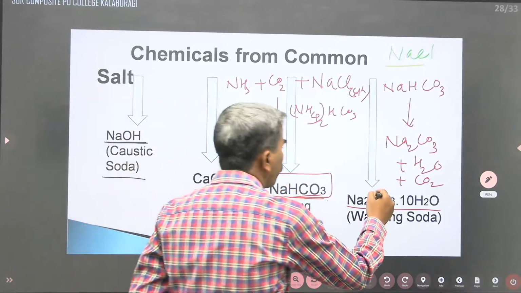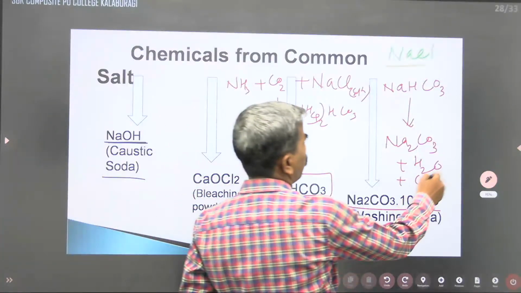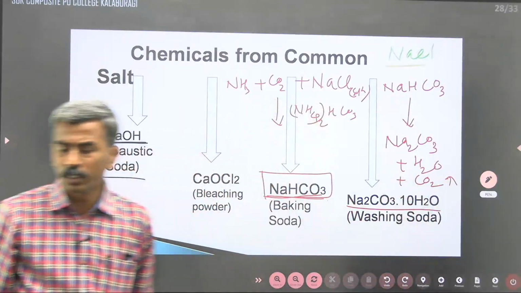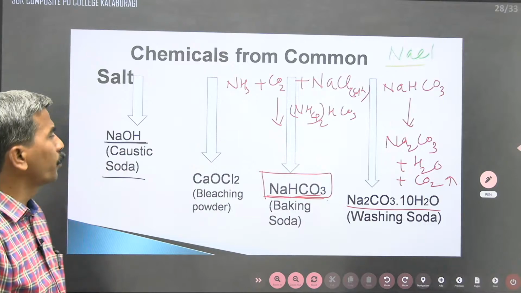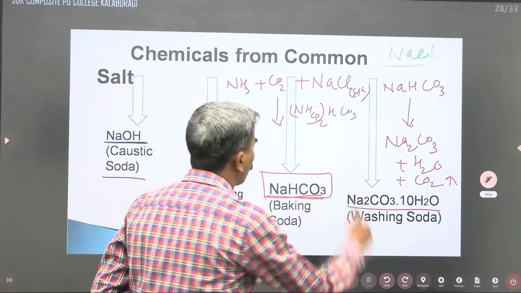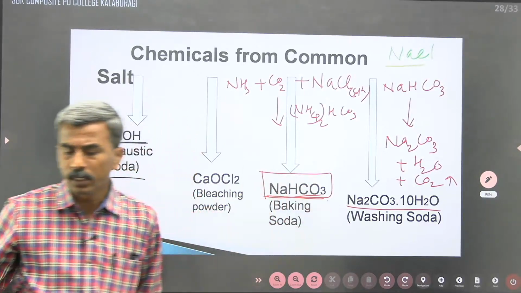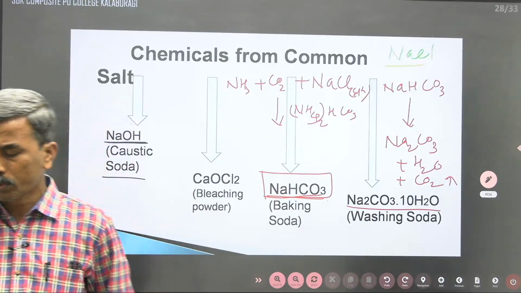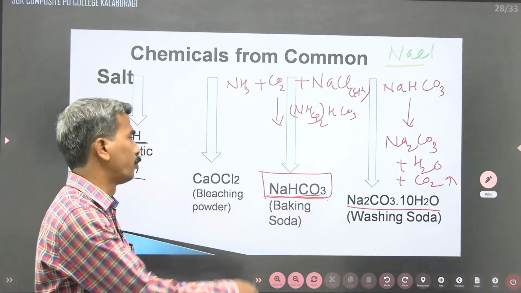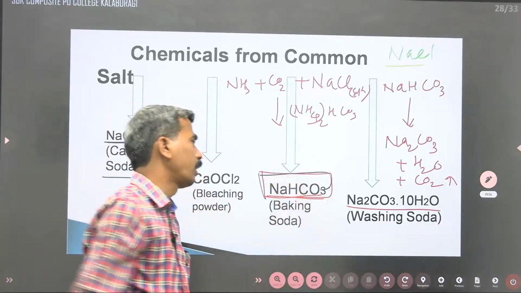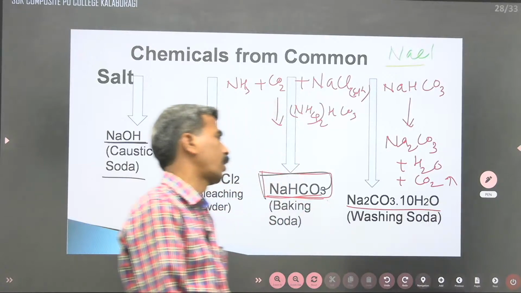When we heat this compound, as I have written in this equation, it undergoes removal of water and carbon dioxide gas, and then we get sodium carbonate, which we call washing soda. So now, as all of you are aware, these two compounds are basic. Sodium bicarbonate is used in the baking process, and it has application in the production of food items. Sodium carbonate is called washing soda.